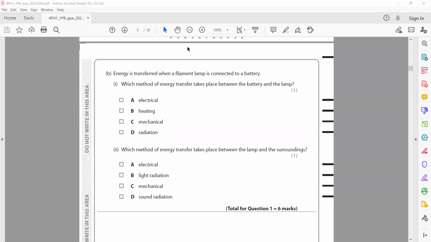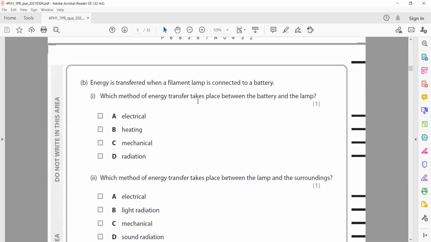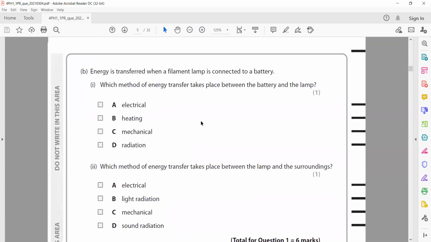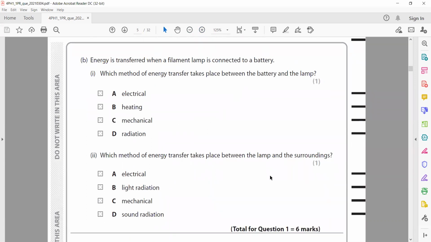Next is energy transferred when a filament lamp is connected to a battery. Which method of energy transfer takes place between battery and the lamp? Between battery and the lamp, the chemical energy changes to electrical energy. Which method of energy transfer takes place between a lamp and the surroundings? Between the lamp and the surroundings, the energy transfer is in the form of light.